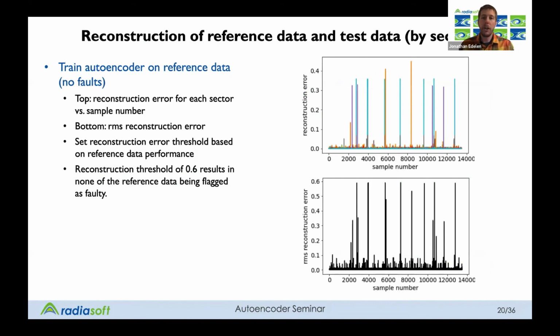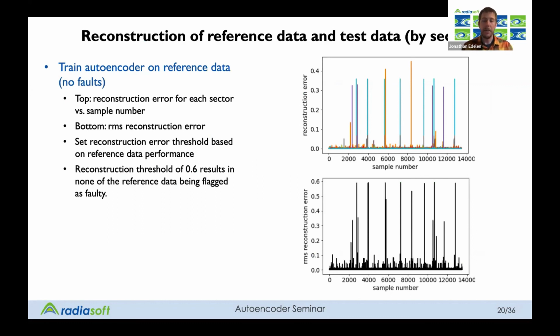So just looking at the raw output, this is the reconstruction error for a number of different sectors. The top is sector by sector. Each color is a different sector, and this is just the reconstruction error for a given parameter as a function of sample number. It's all flattened. There's a fair amount of data in here.